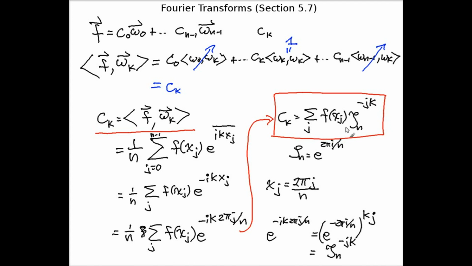Okay, so let's just stare at this for a second. The way you calculate the kth coefficient is you sum up the values of f at the various x_j's, and they're weighted by these complex numbers, zeta_n to the j times k. The k is fixed, and the j is varying with the sum. So it's some kind of sum, and anyway, that's a nice concrete formula for c_k.